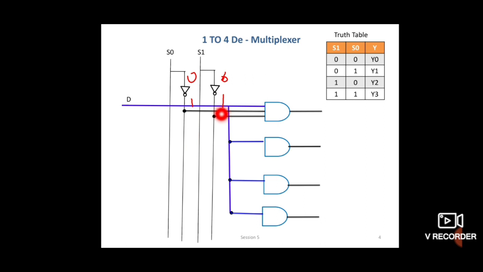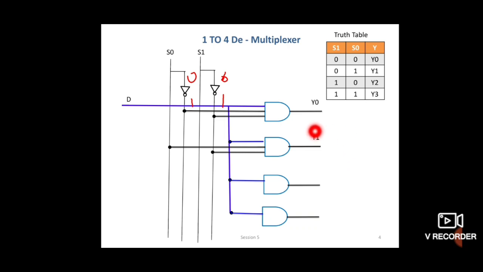Now the second case, if S1 is equal to 0 and S0 is equal to 1. S1 equal to 0 means again this 0 passes through the NOT gate, so connect this line. S0 is equal to 1 as it is, so connect this line. So the Y1 output, or the second AND gate, is enabled.